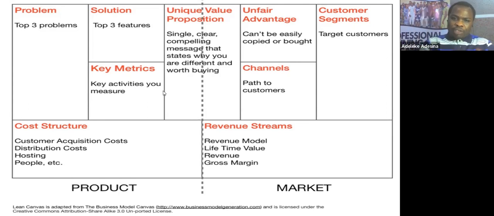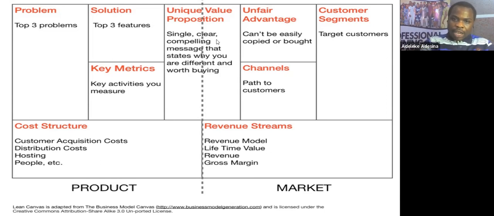And then key metrics. What is your key metrics? Your unfair advantage can also be an asset. You can buy equipment. For example, there are some hospitals that have some MRI equipment for performing high-tech or highly sophisticated surgeries that others cannot afford. That is an unfair advantage, because it is not common in the market.